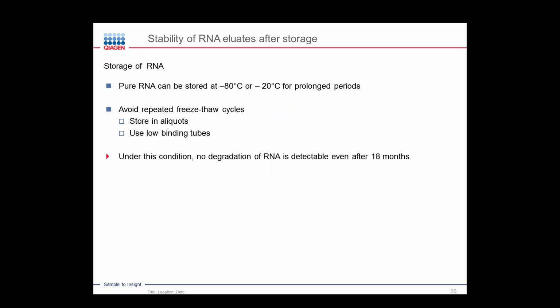To summarize, the important aspects with respect to the storage of RNA are: pure RNA can be stored at minus 80 or minus 20 for prolonged periods. However, try to avoid repeated freeze-thaw cycles. If possible, store the RNA fraction in aliquots and use low binding tubes. Under this condition, no degradation of RNA is detectable even after 18 months.